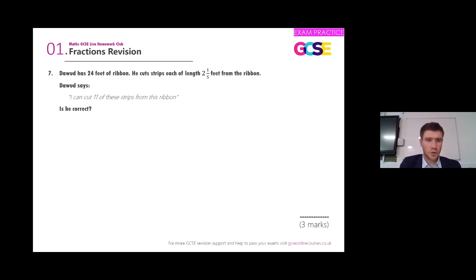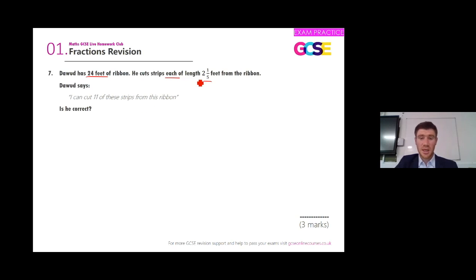Okay, moving on. Question 7. With this one, we've got a number of things going on here. We want to know if he's correct, so we have to write a statement, either yes or no, but we need to have the working out that shows it. So he has 24 feet of ribbon, and he cuts strips that are each 2 1/5 feet in length. Okay, that's important. I can cut 11 of these strips from the ribbon.